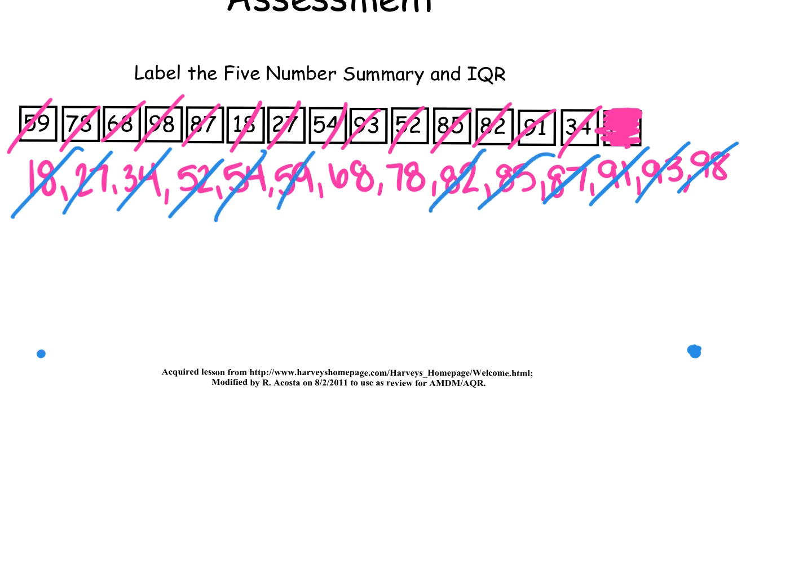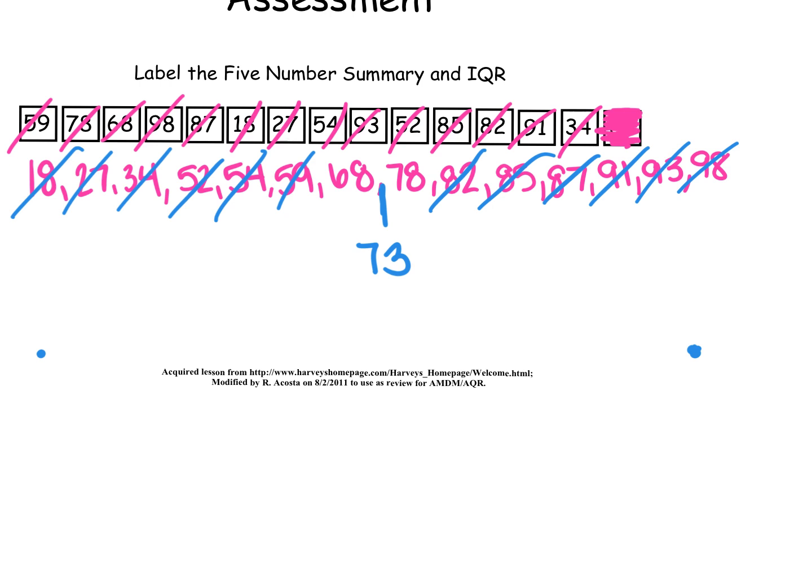Okay. I end up with 68 and 78 in the middle. So to get my median, I need to add these two together and divide by 2. Let's start there. 68 plus 78 divided by 2 is 73. Good. Okay, so my median is 73. Look at how this process changes now, though, when I'm finding my upper and lower quartile.